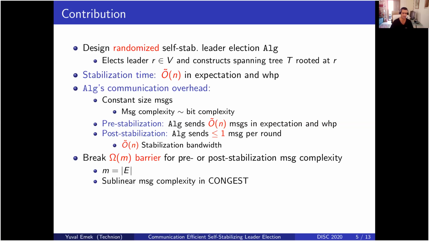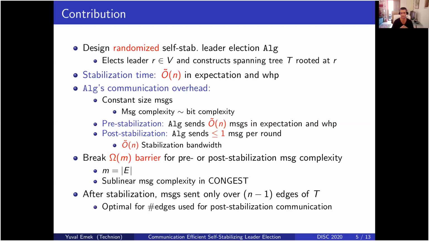And as such, it can be put in the context of the recent works on CONGEST algorithms with a sublinear message complexity, algorithms which are not necessarily self-stabilizing. In fact, we borrow some techniques from those algorithms. Another appealing property of the algorithm is that after stabilization, it only uses the n-1 edges of the spanning tree T for communication. And this is known to be optimal in terms of the number of edges used after stabilization.